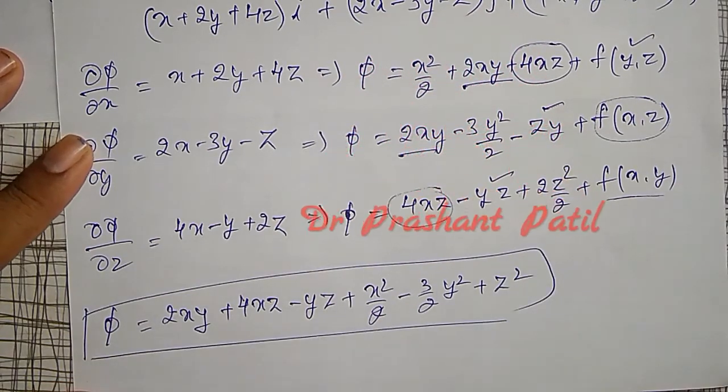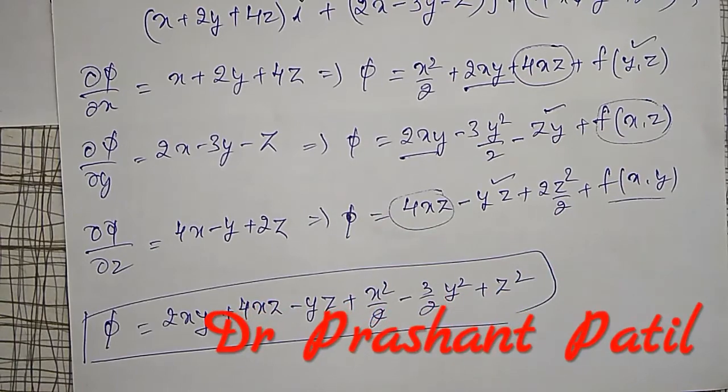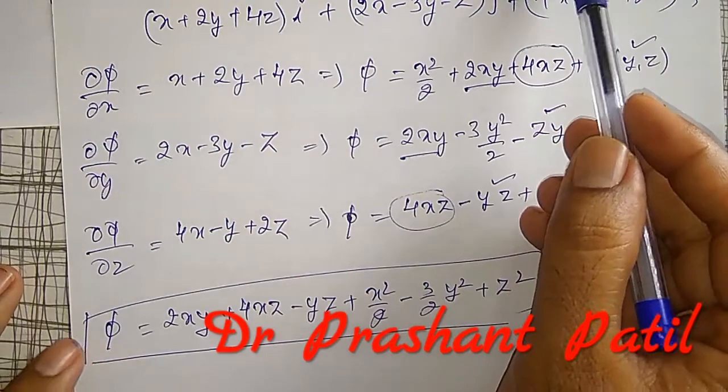Therefore this is the required potential function phi, such that del phi is equal to f.